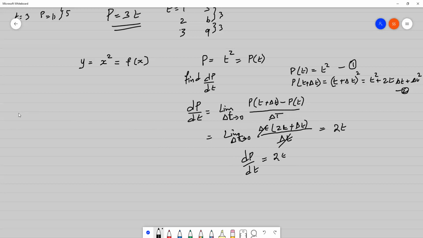Same thing you can do with respect to x and y also. Listen, I'll take this as x cube. f of x is x cube. What is f of x plus del x?